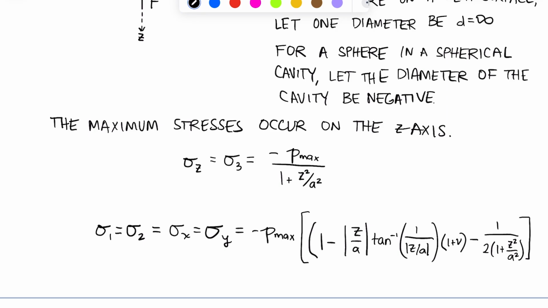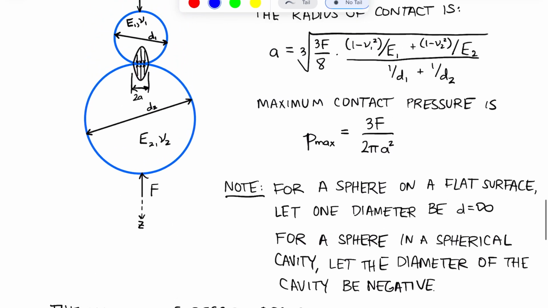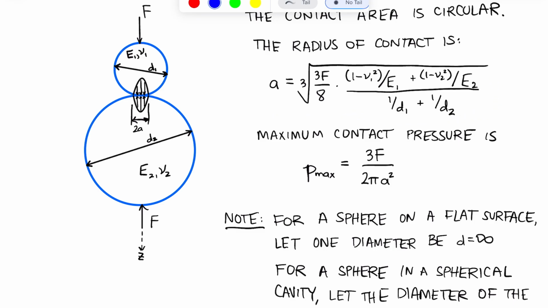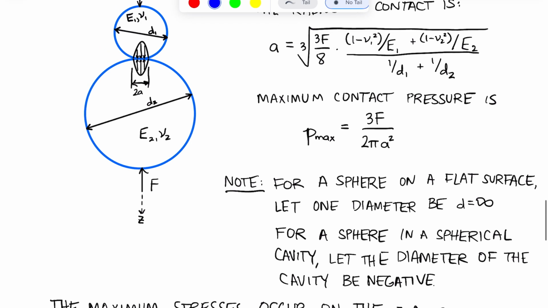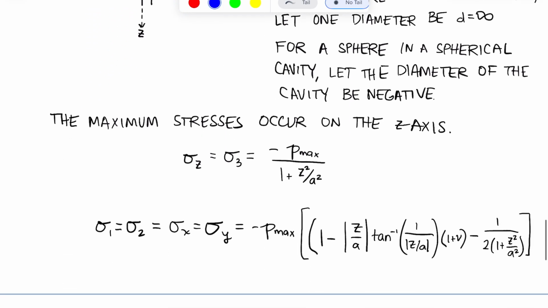Now, I saw some raised eyebrows when I wrote this equation on the board in class, and I know that it is a long equation, but you know what all these variables are, right? We know that z is just the distance from the contact point, a is our contact radius, which we have an equation for up here, so we can solve for what that is. And nu is the Poisson's ratio of the material that we are looking at stresses in. So if we're trying to analyze the stresses in this larger sphere, for example, then we would use nu2 in this equation.